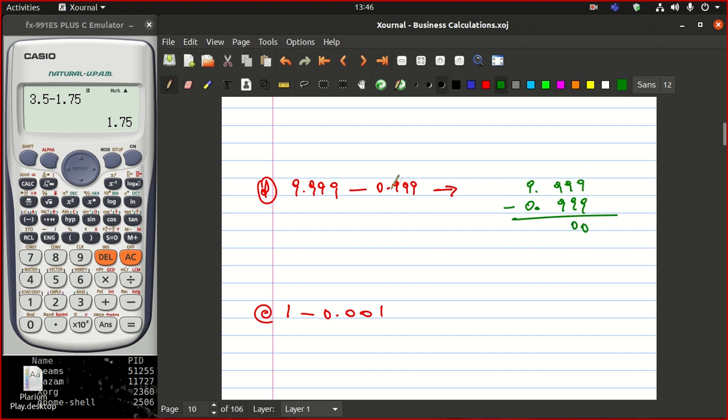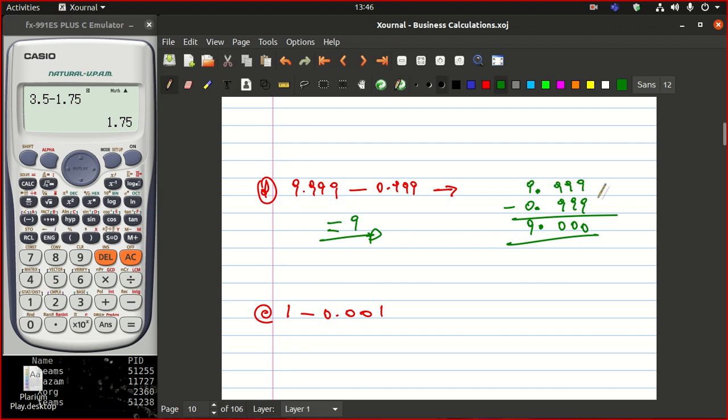We have this minus here. 9 minus 9 is a 0. 9 minus 9 is also a 0. You have a dot, and a dot is just a dot. 9 minus 0 is going to be a 9. And you know that 9.000 is just a 9. So the answer to this is just a 9.